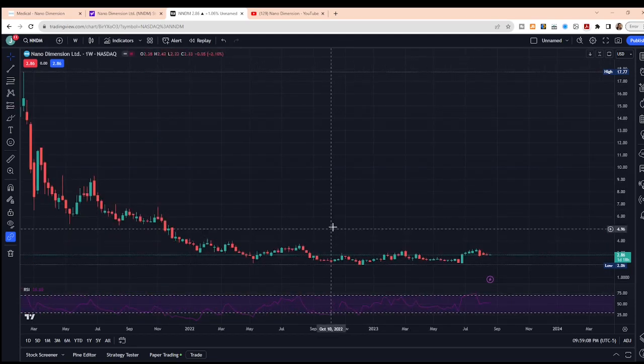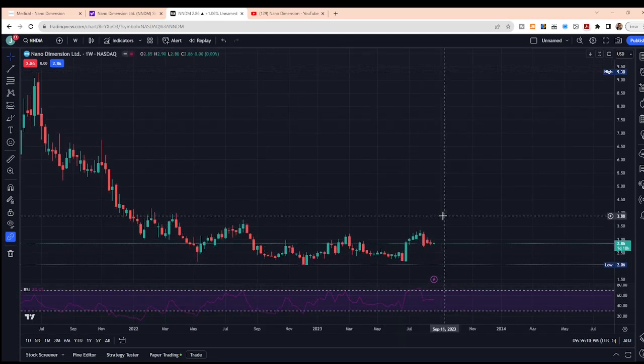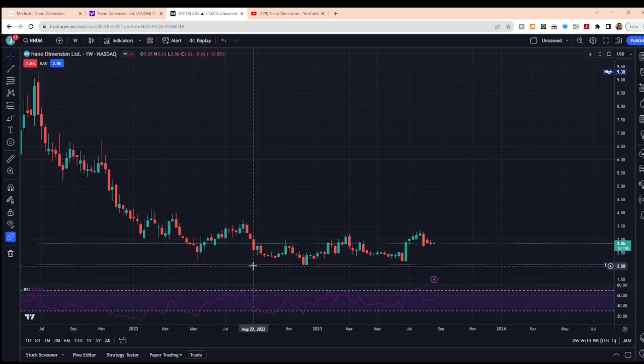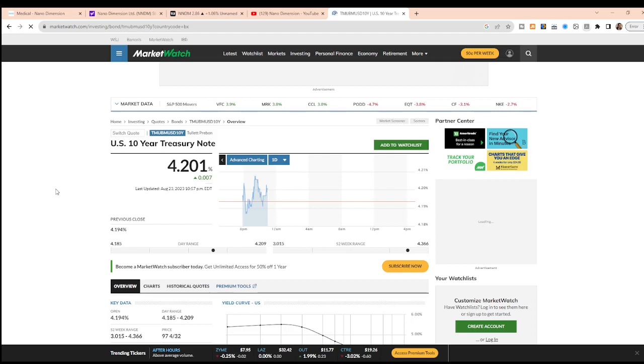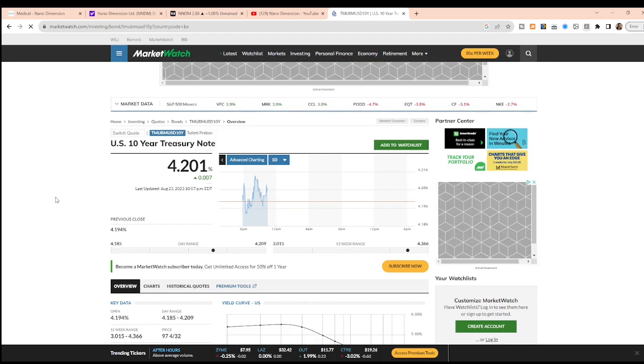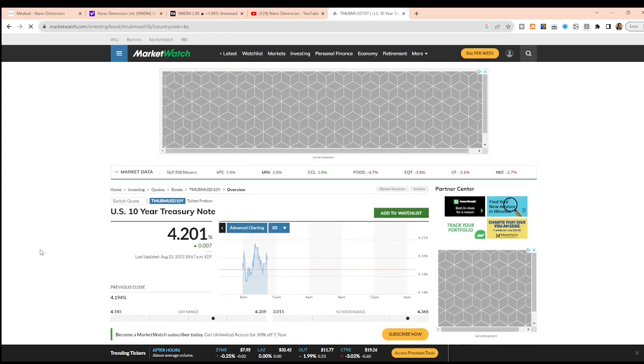For a lot of people, it doesn't make sense to buy Nano Dimension when you can make higher returns just owning some sovereign debt, you know, like a treasury bill. I mean, for a 10-year treasury right now, you can get 4.2% on your money, and that is essentially quote unquote guaranteed. So for a lot of people, it just makes more sense to park their money in stuff like this and wait for things to start picking back up.